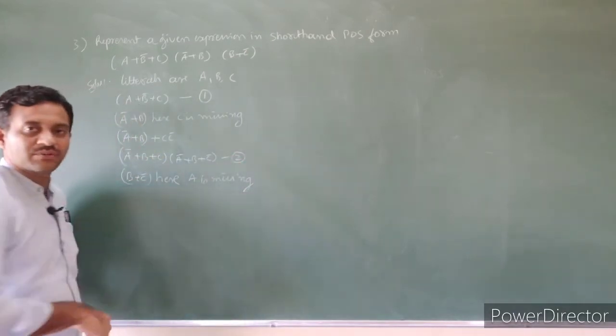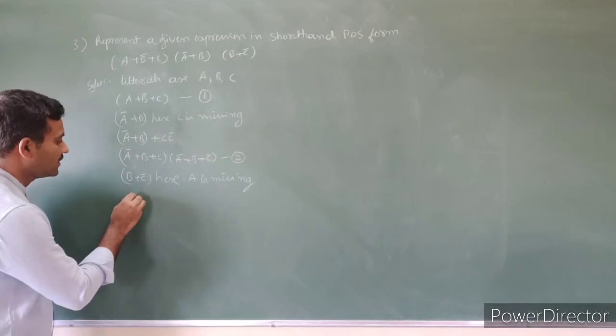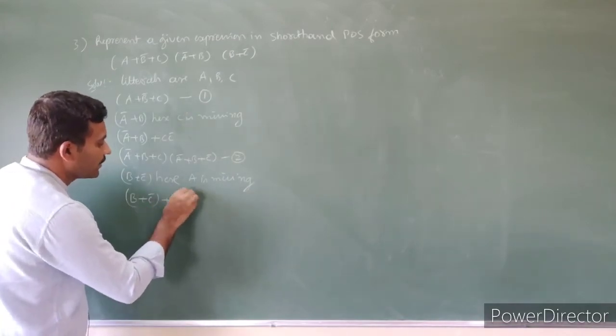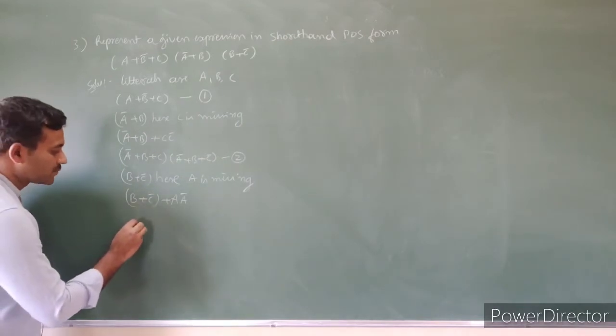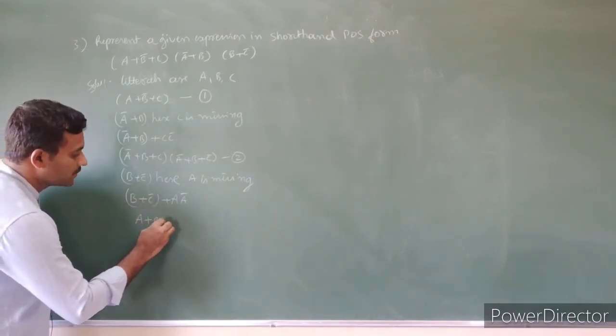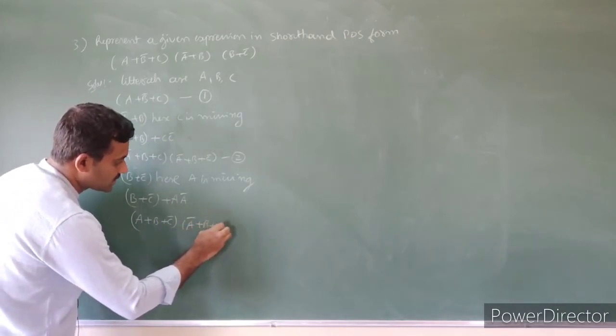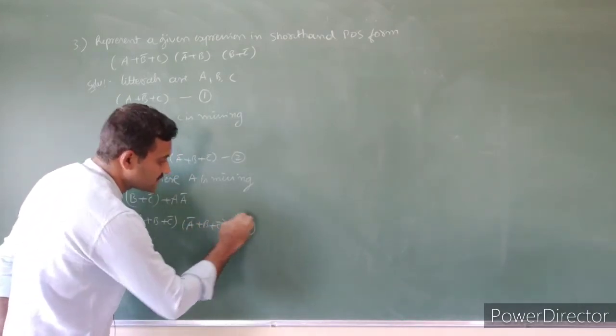Just list down the missing variables. A is missing. Then B plus C bar plus A bar. Then apply the distributive law. A plus B plus C bar. Then A bar plus B plus C bar. Call it expression 3.